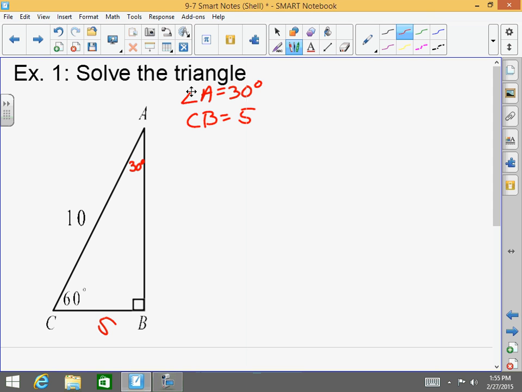And what would the side opposite the 60 be? Or in other words, AB? AB would be 5 square root of 3. Very simple. Pretty easy. Does that make sense, boys? Simple, right? May I continue?